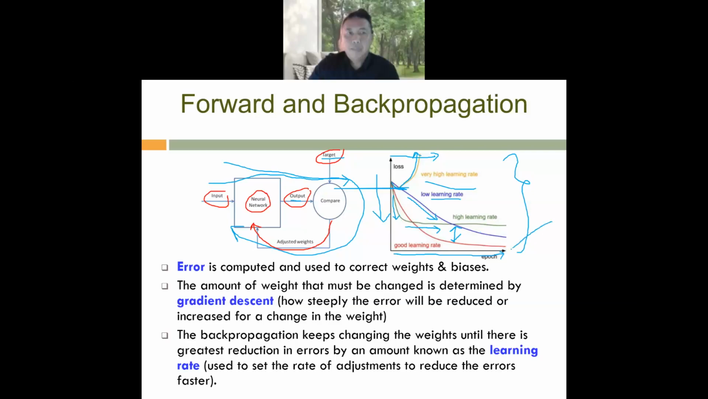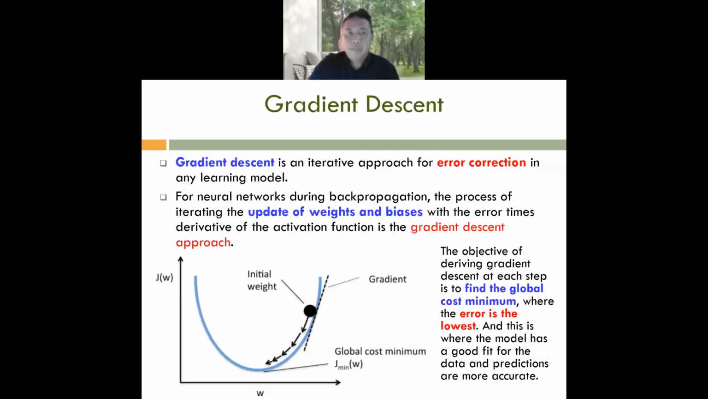So what we want is a good learning rate, in which every time you adjust the weight, it will reduce the loss steadily and keep going down. When we talk about gradient descent, we are talking about this. This is the gradient. The gradient is the slope. What we want to do is reach the global cost minimum here. So we want to adjust the weight so that it will lower the cost here.